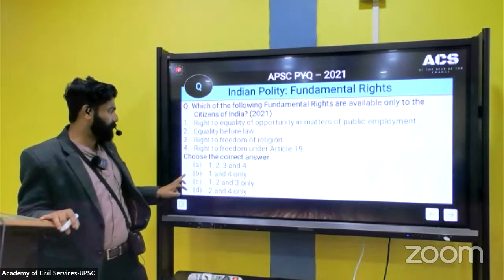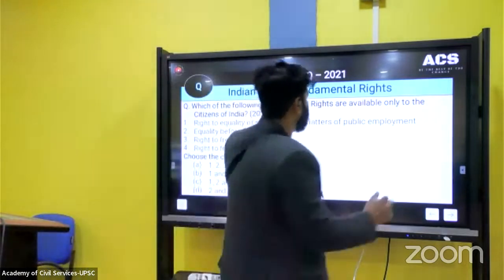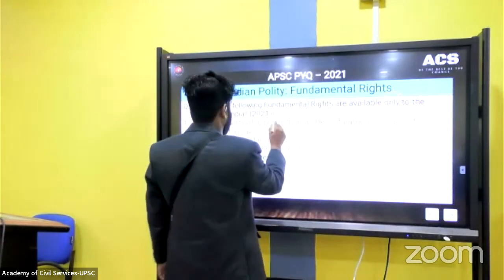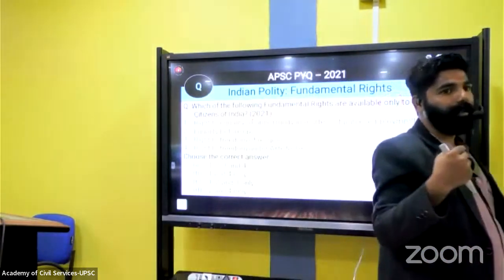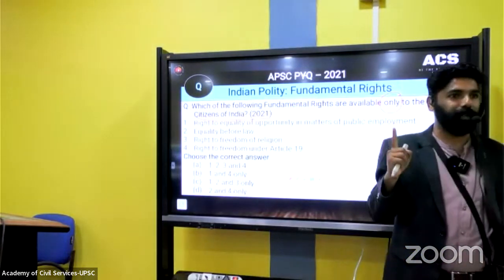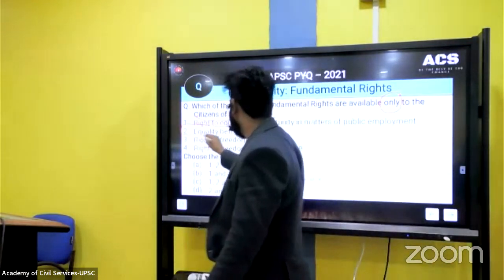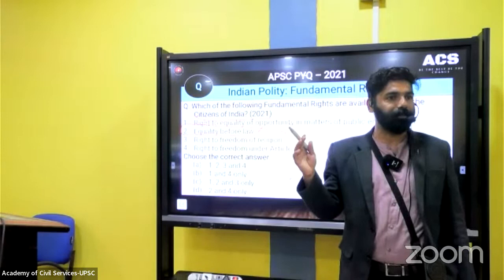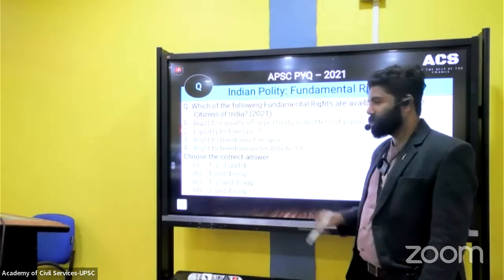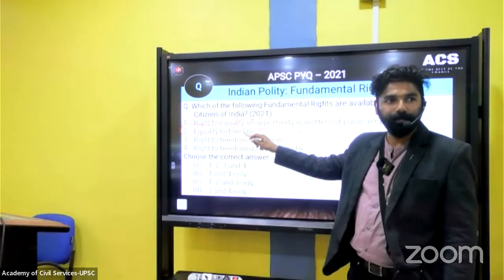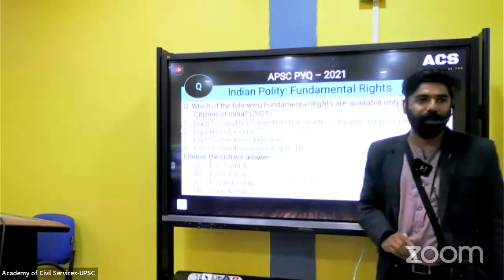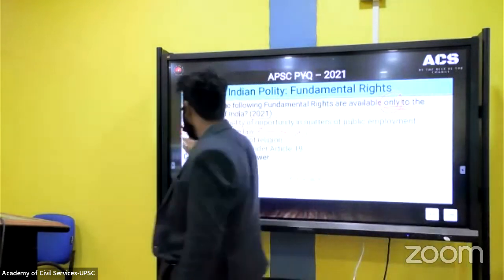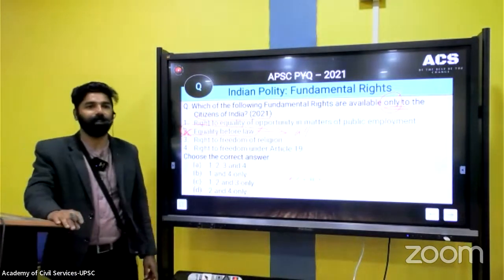Can you solve this question now? Here they are asking which of the following fundamental rights are only available to citizens of India. That means among the following, those rights must be only for citizens of India. And you have only studied this one. Now this one, you tell me, is it available only to citizens or all persons? All persons. I mean, is this statement right or wrong? Asking about only available to citizens. Is it correct or wrong? Wrong. 2 is eliminated. Can you give me the answer now?